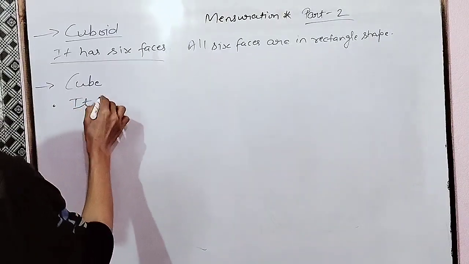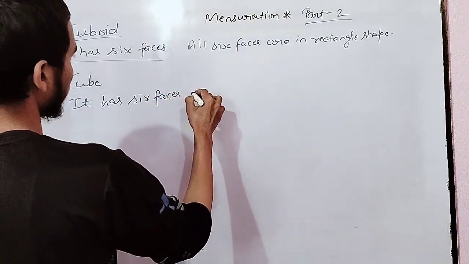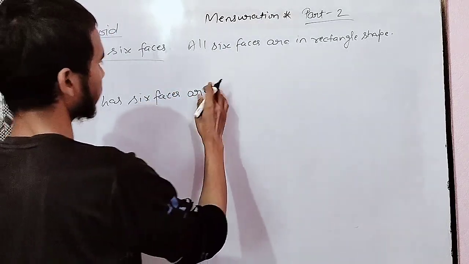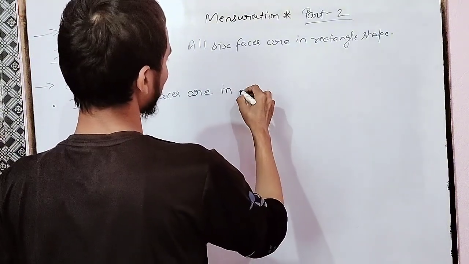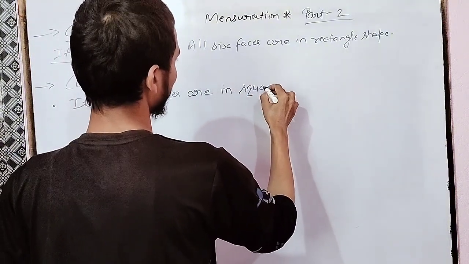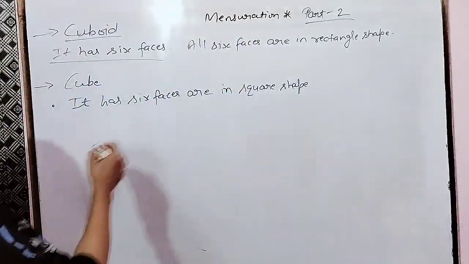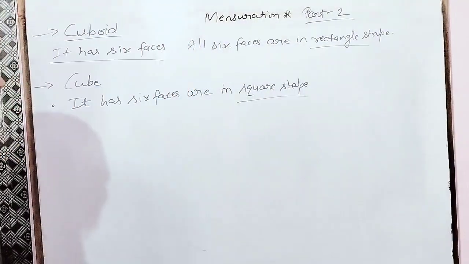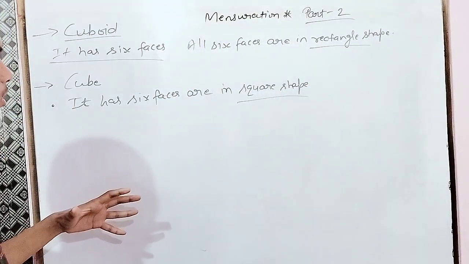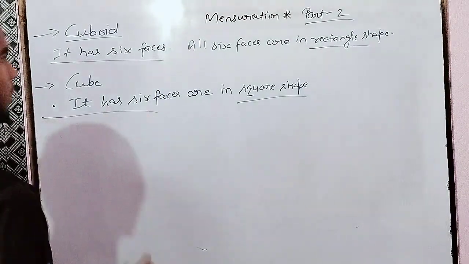A cube has 6 faces that are all in a square shape. This is the difference: a rectangle shape and a square shape. So faces are the surfaces of a 3D shape. Okay.